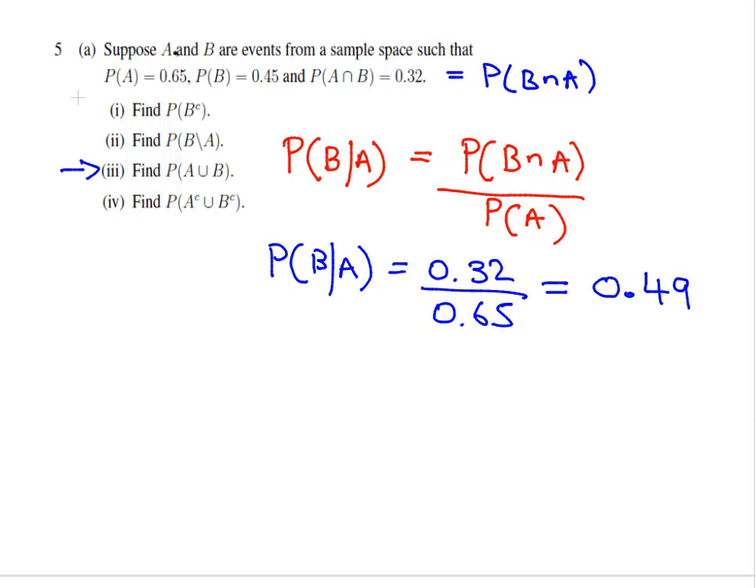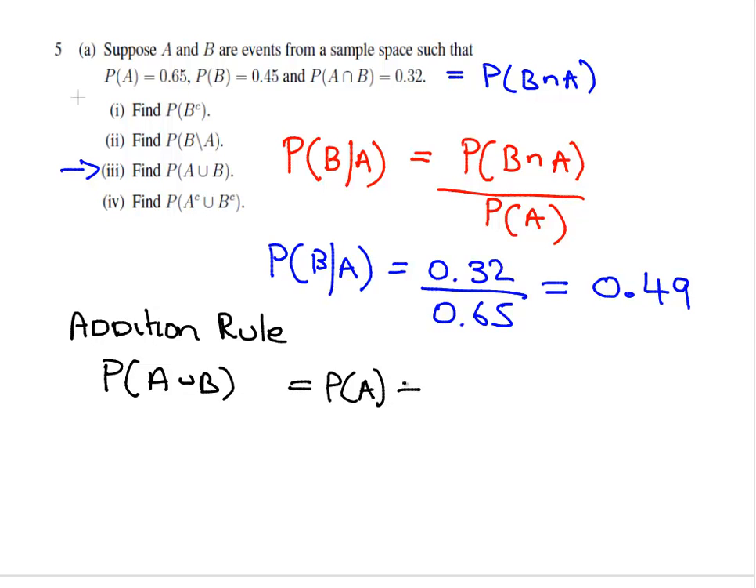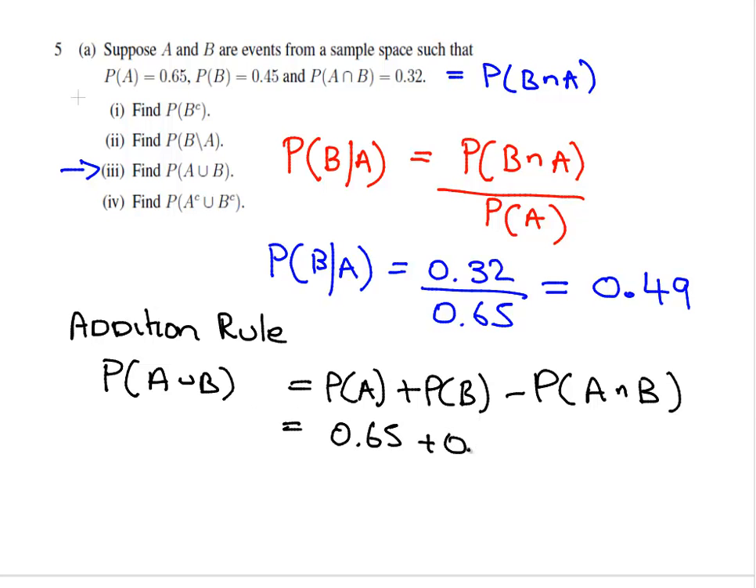And the third one here is A union B. Now this is a straightforward enough calculation. This is using a thing called the addition rule. Okay. And the probability of A union B equals the probability of A plus the probability of B minus the probability of A intersection B. Okay. So that is equal to 0.65 plus 0.45 minus 0.32, and that works out to be, after a bit of calculator work, 0.78.